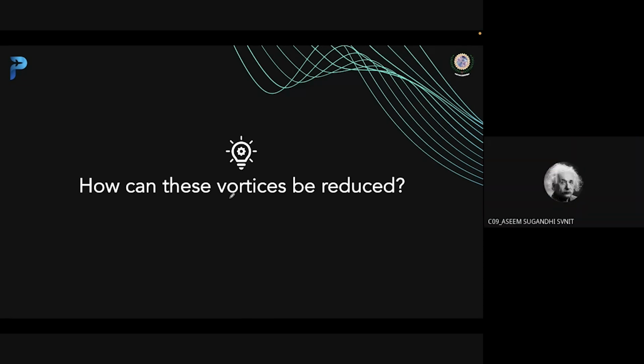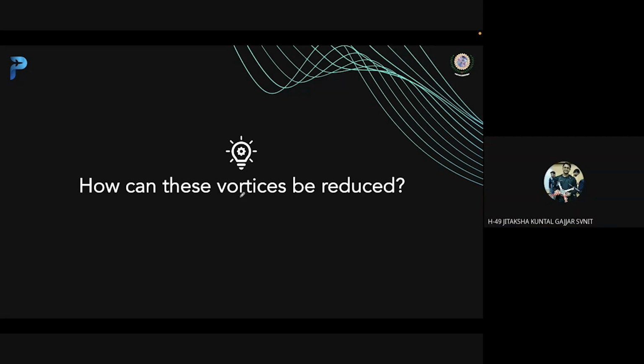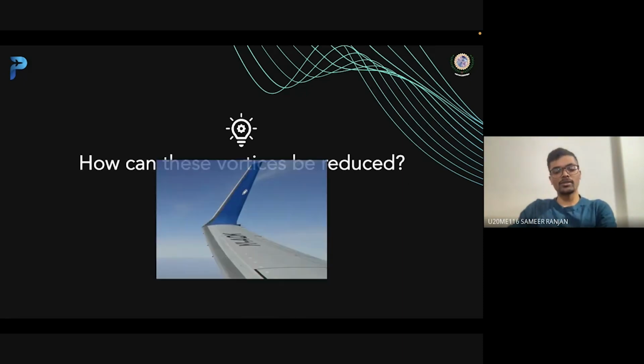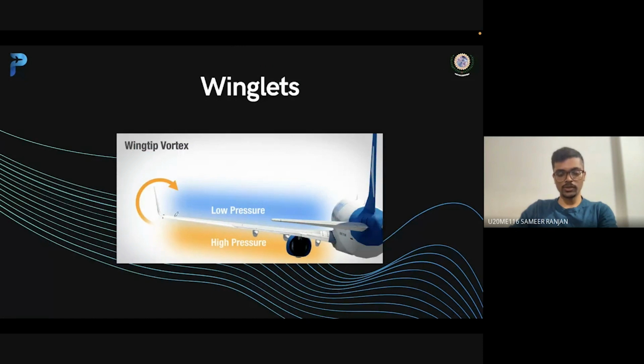Sir, some planes have curved edges, their edges are curved. A bent part at the end. What is that bent part called? Winglets. Winglet, yes. Very good. So these vortices are reduced by these attachments, which are called winglets. What these winglets do is try to prevent the motion of wind from the side edges. In this way, they decrease the drag and also decrease the vortex formation.